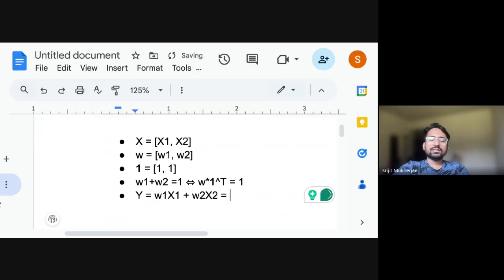the same as W times X transpose. All of you got it, guys? Yes or no? Anyone else having a problem? So Y is equal to this.